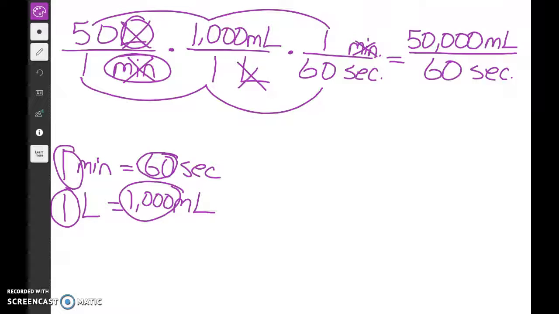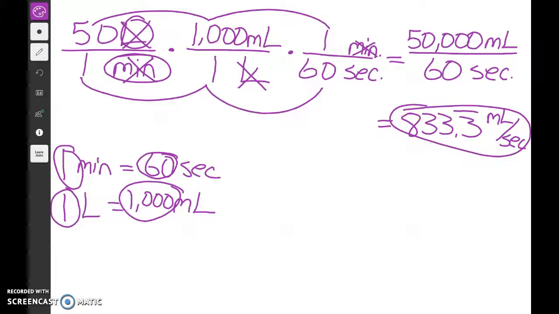All right, to solve this problem, we then take our calculator and divide it out. On top we have 50,000, so in your calculator, type in 50,000 and divide by 60. When we divide that out, we should get an answer of 833.3 repeating, and that's going to be milliliters per second. All right, so that takes care of this problem. We end up with our final answer being 83.3 milliliters per second for number 4.